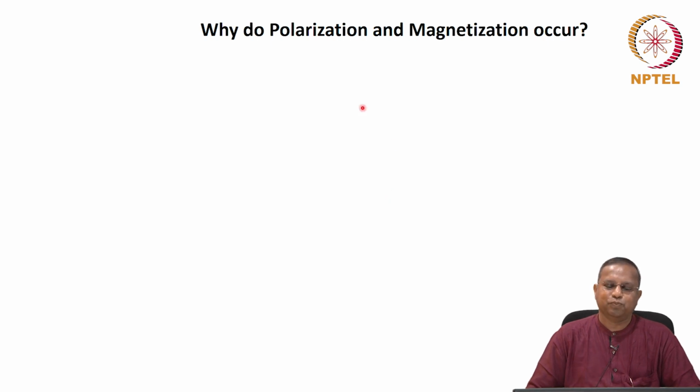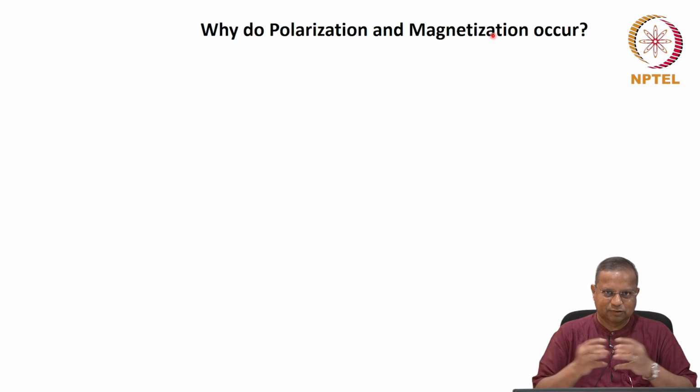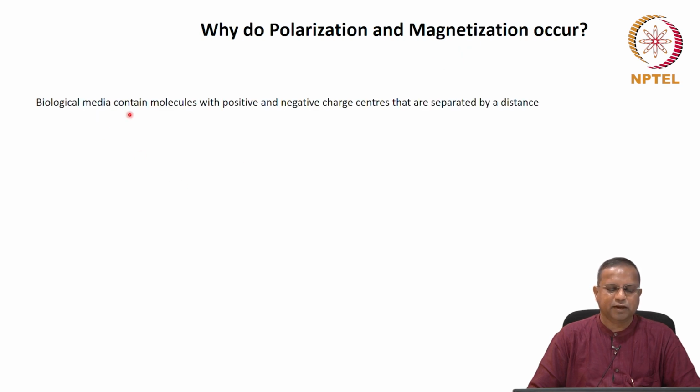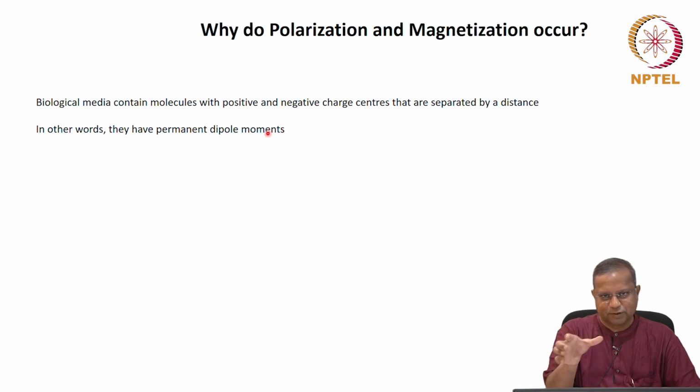Now let's look at why polarization and magnetization occur. You may have come across these terms: polarization, separation of charges at two different ends. Okay, that's called polarization. Similar thing, magnetization. So biological media contain molecules with positive and negative charge centers that are separated by a distance. We all know this. In other words, they have permanent dipole moments. Charge is separated by a distance, therefore there's a dipole moment there, and these are permanent dipole moments.